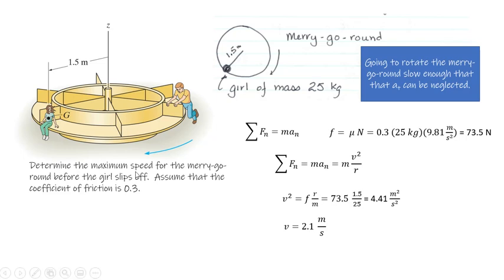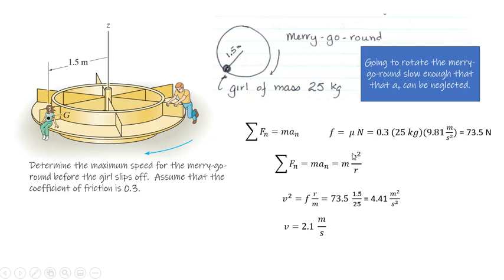We want to determine the maximum speed for the merry-go-round before the girl slips off, and we're going to assume that the coefficient of friction between the girl and the merry-go-round is 0.3. So we're going to look at our normal component of the force. We're going to calculate the force due to friction, and the girl is going to slip at the instant that my force due to friction is equal to the summation of forces in the normal direction.